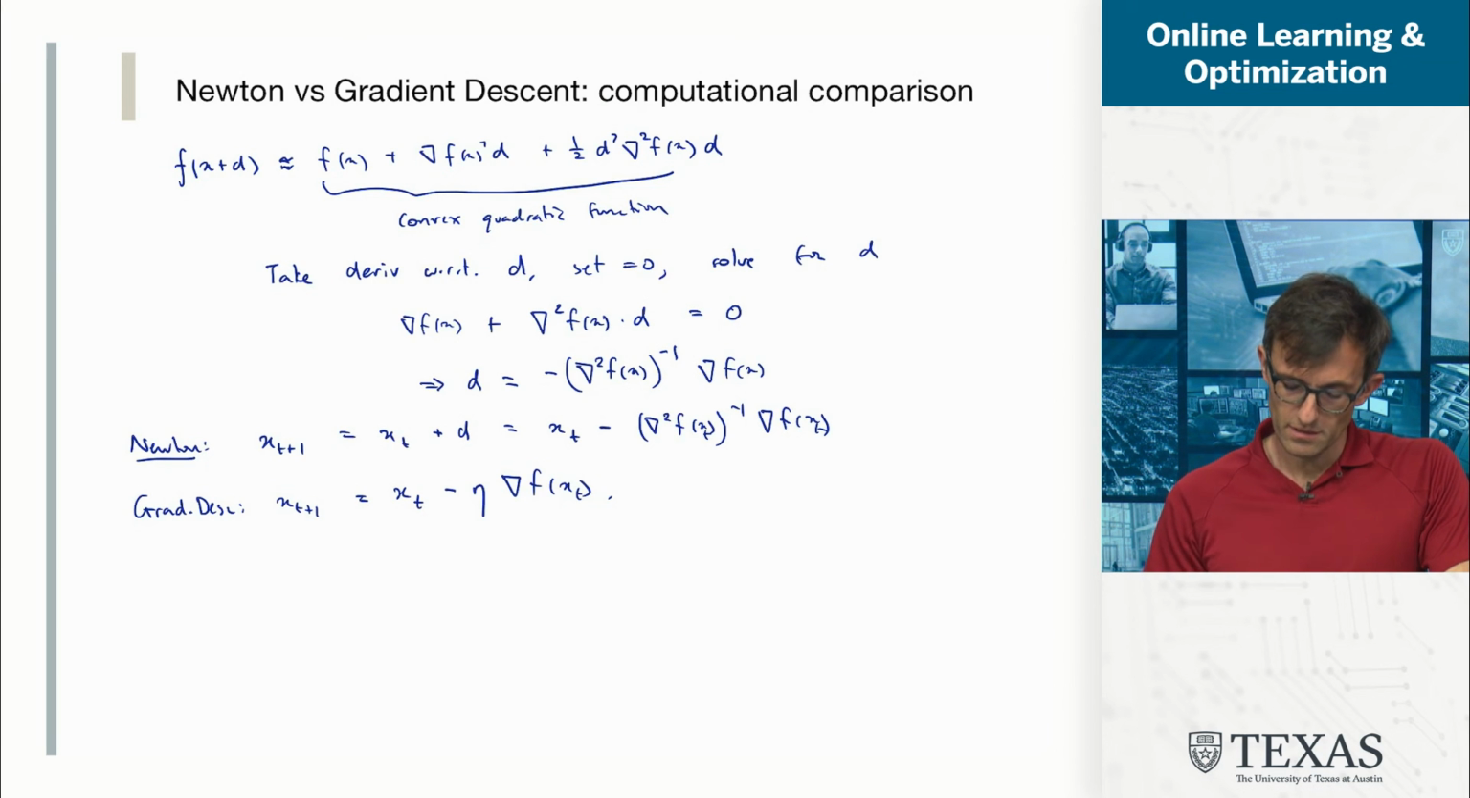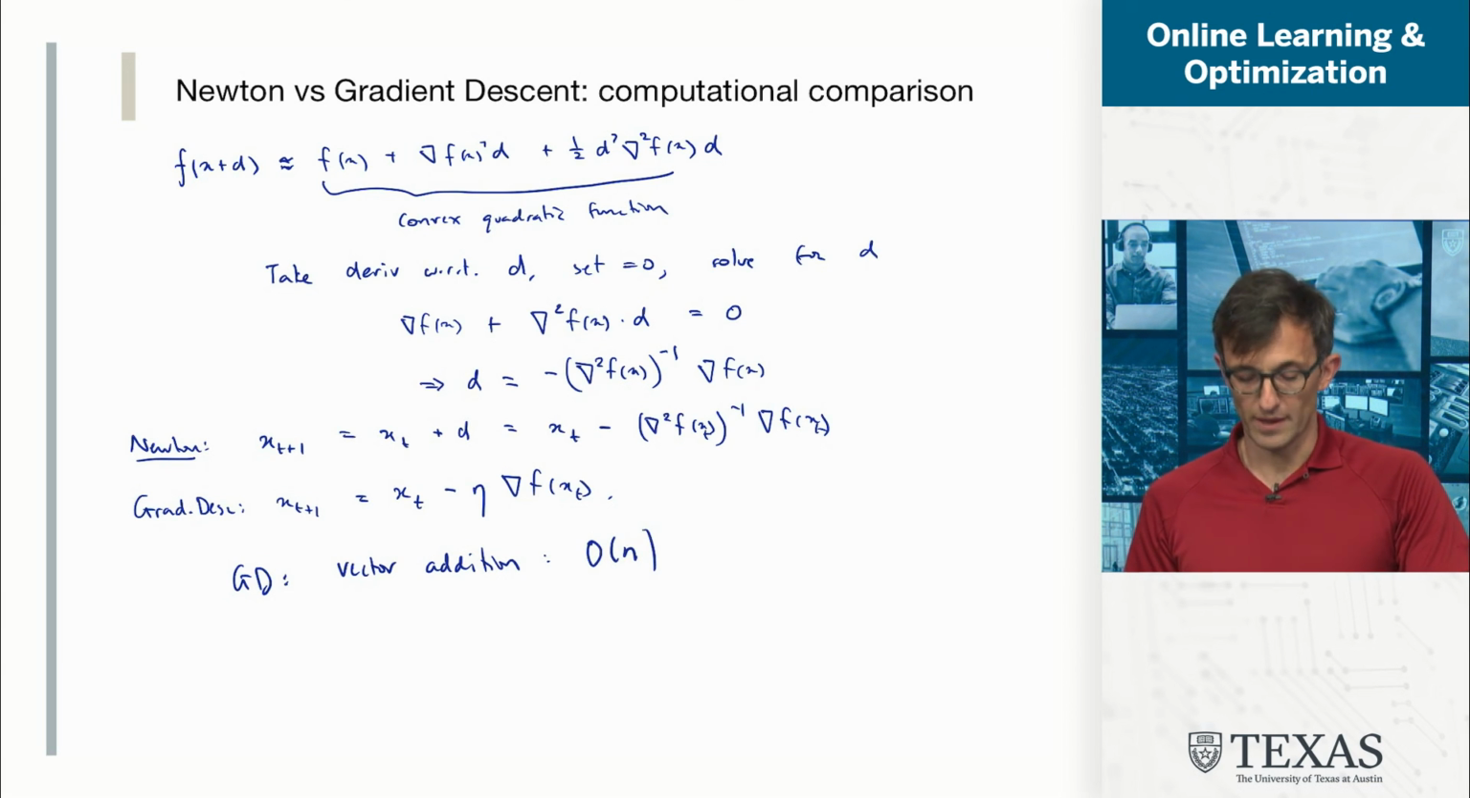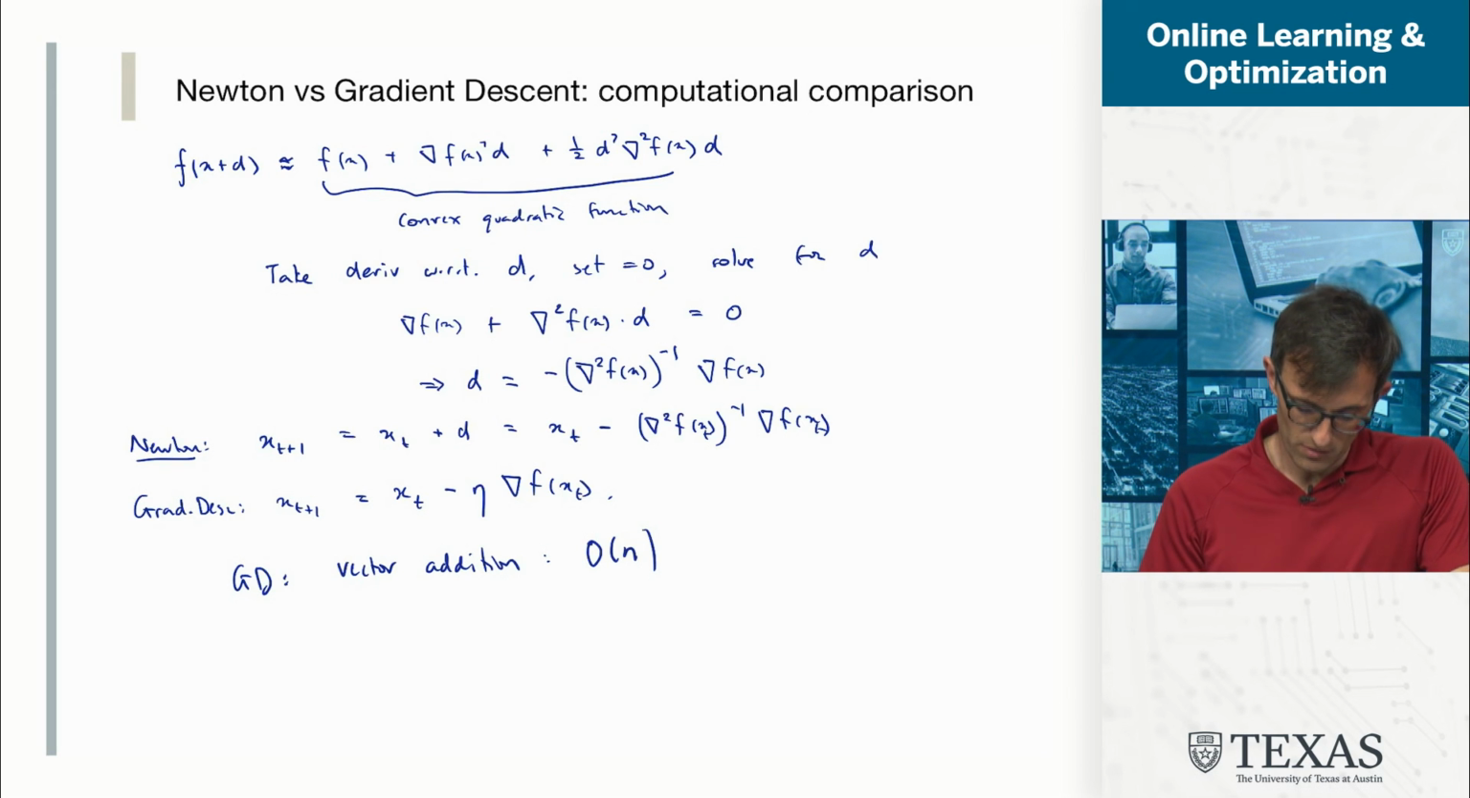So gradient descent, what does it require in order to compute one step? If someone hands you the gradient, you need to just do a vector addition. You need to take the vector xt and add it to the vector minus gradient of f of xt. So computationally, gradient descent requires just vector addition. And this takes order n time. I need to add two vectors of length n. This takes order n time. What about Newton, on the other hand?